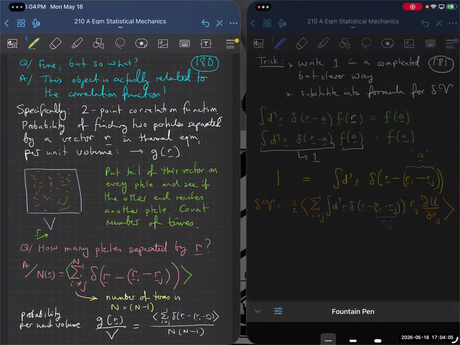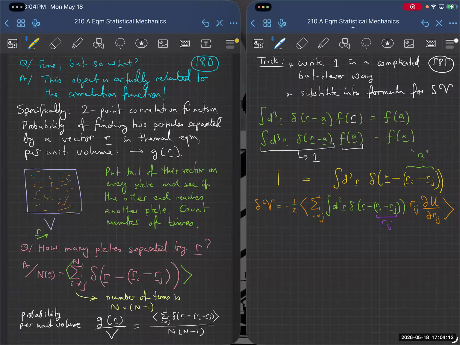So then I claim that the virial is now going to be minus 1/2, no, let me do this in one extra step. So sum i not equal to j, and then the integral d3r delta of r minus rij, as I had before. And then over here, I'm now going to replace this as r du by dr.